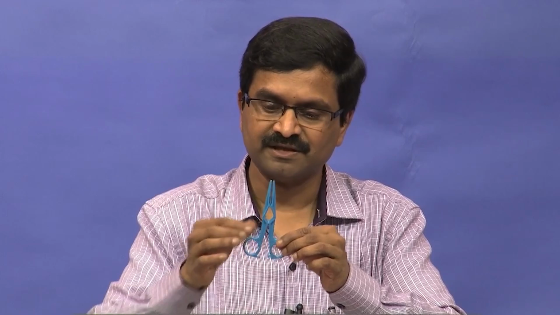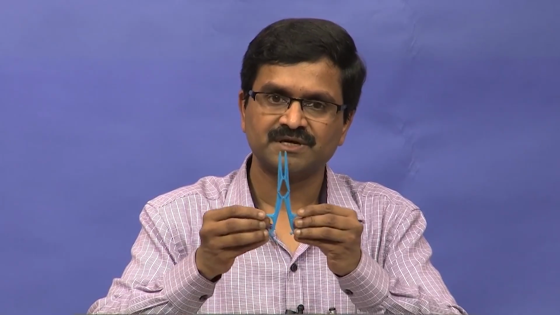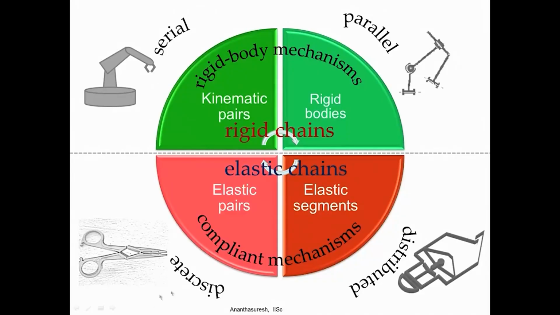But if you notice, this does not have any assembled rigid bodies. There are of course rigid segments, but it has these flexible joints, these four places, which gives this simple forceps the ability to work. So let us go back to the slide now to look at what we can call discrete compliance, where there are these four flexible joints that give it the functionality that it has. As opposed to kinematic pairs, we can call them elastic pairs.